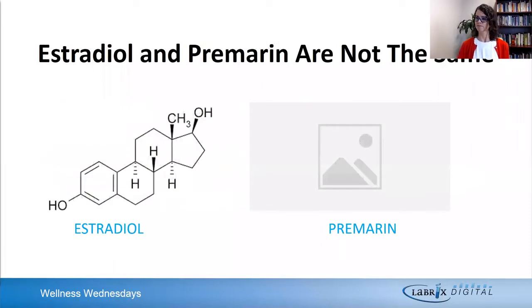I'm not quite sure what happened to this slide, but it was showing you that estradiol and Premarin are not the same. They're very similar in structure, but they are not the same.